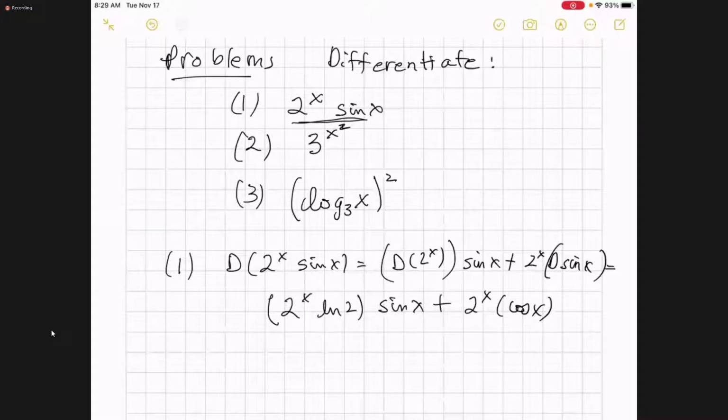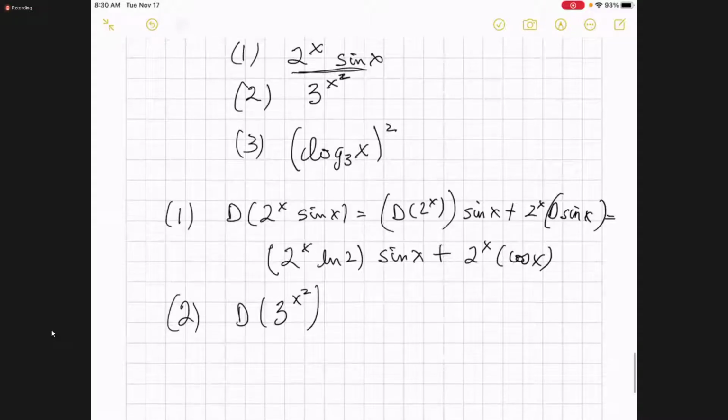So yeah, now that we know about these functions and their derivatives and so forth, we can do problems with them. Okay, 3 to the x squared. All right, so this is a composite function. This is of the form 3 to the g of x. And that means chain rule.